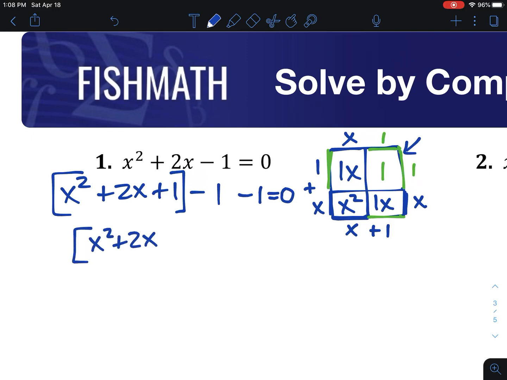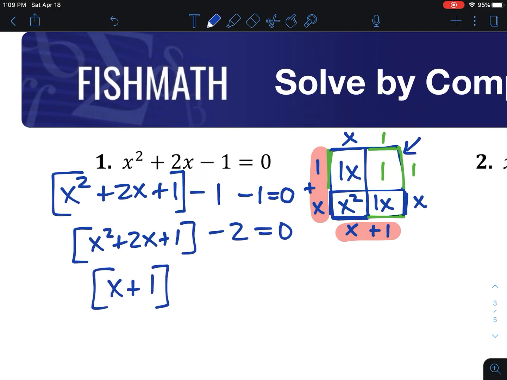Well, x squared plus 2x plus 1. Sure, let's combine those two -1s together. Why not? Now, we know how to factor this, because it's right over here. It's x plus 1 times itself. It's a square. It's the length and width of this box, length times width. So we can write that in factored form over here. x plus 1 times itself is the same thing as (x plus 1) squared. Now minus 2 equals 0.